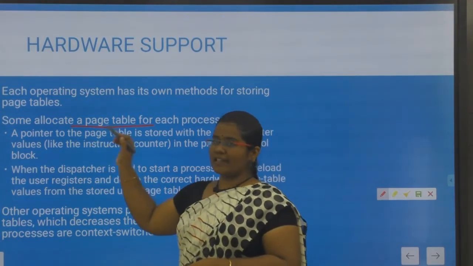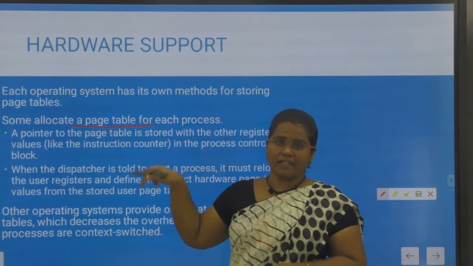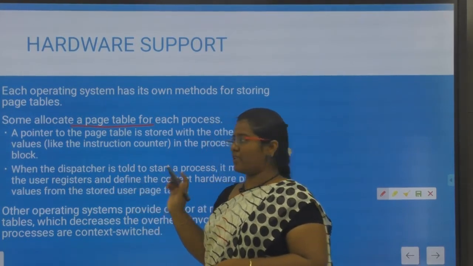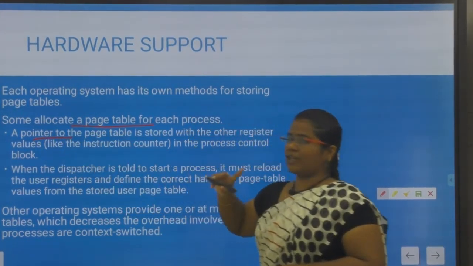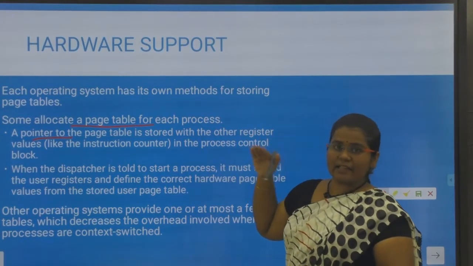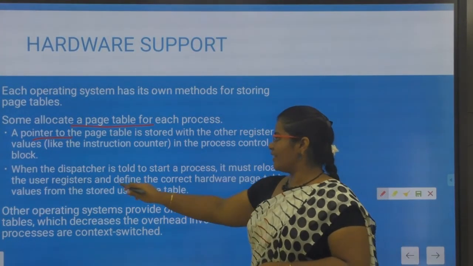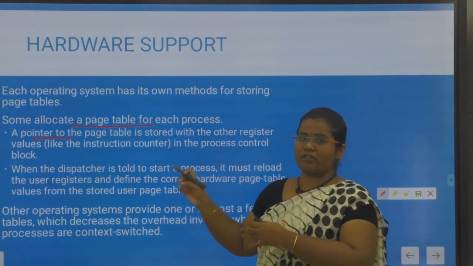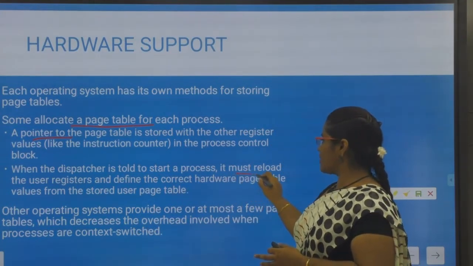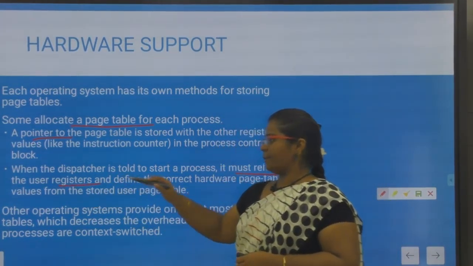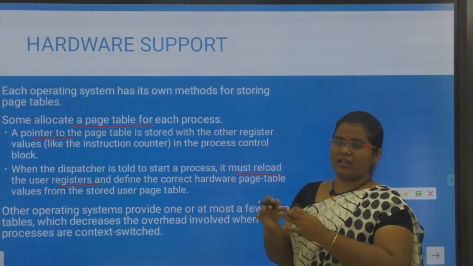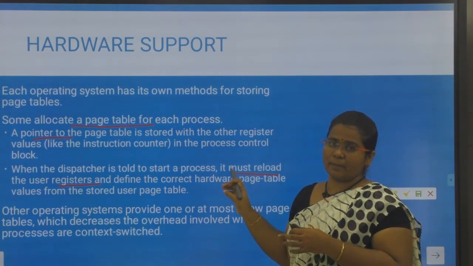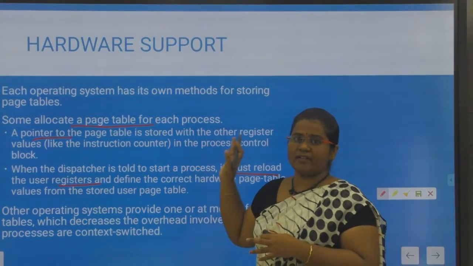To refer to that page table, you need to know where it is stored in your main memory. So in order to know the address of your page table, you will maintain a pointer to that page table, which points to the starting address of your page table. When the dispatcher is told to start a process, that is, whenever a dispatcher loads this process from main memory to the CPU, it must reload the registers. The registers present in the CPU should be updated with this pointer address.